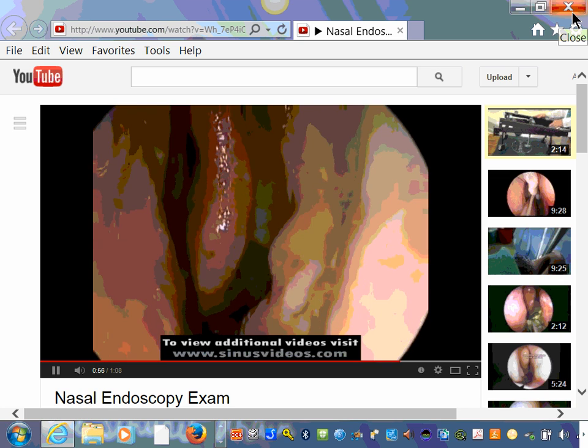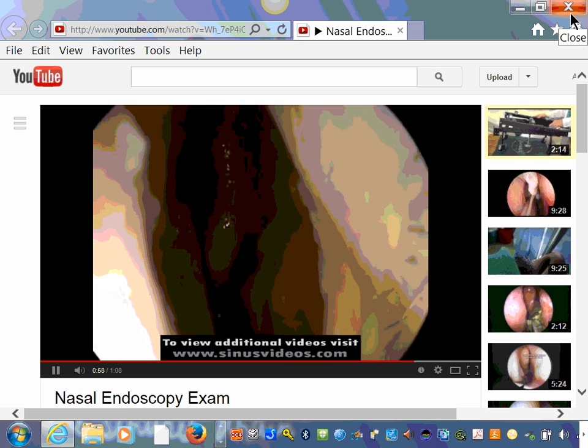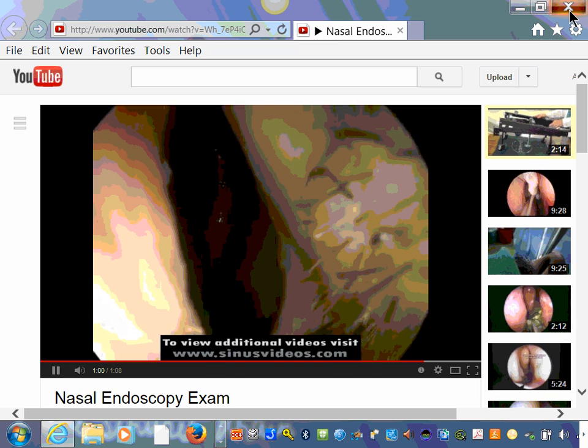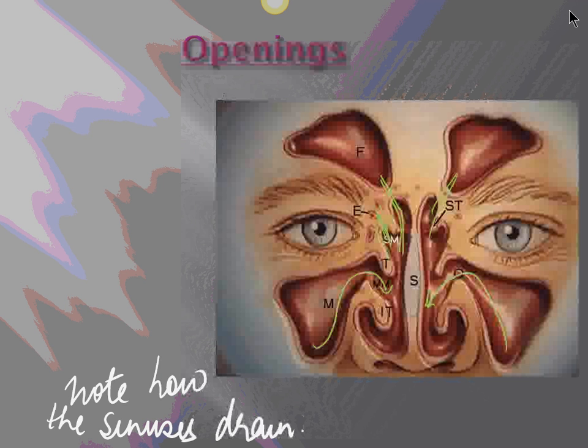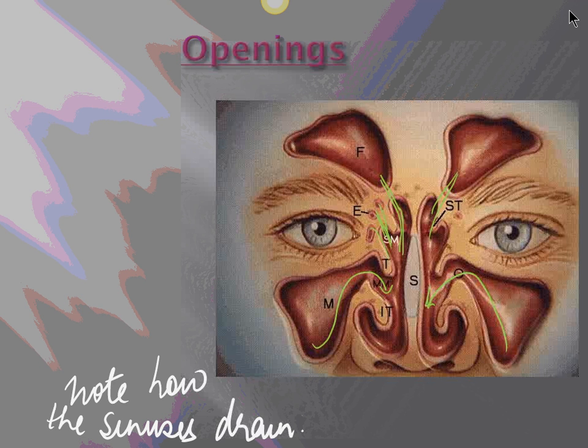So you can see how the turbinates, and you saw how small that opening was, which is why when you have sinusitis, it gets blocked so quickly, because the whole area is swollen.